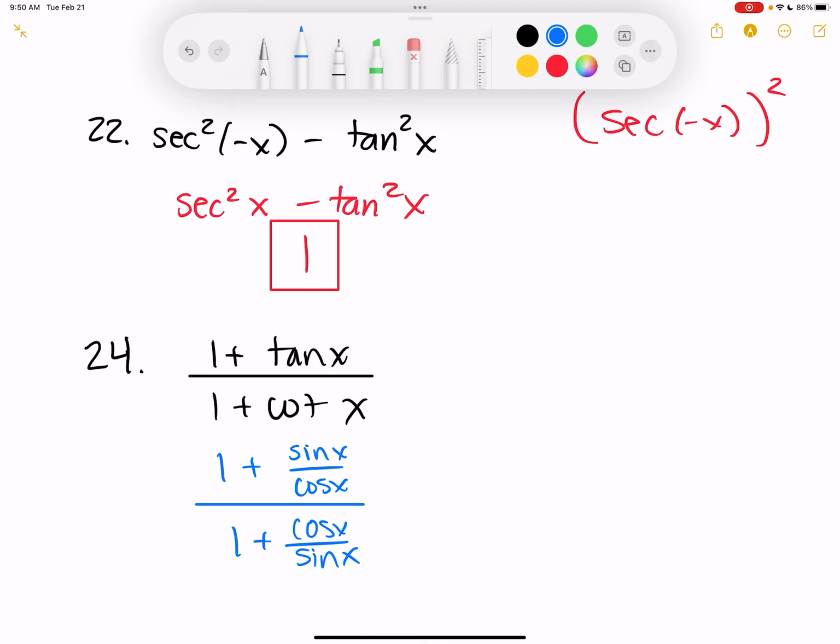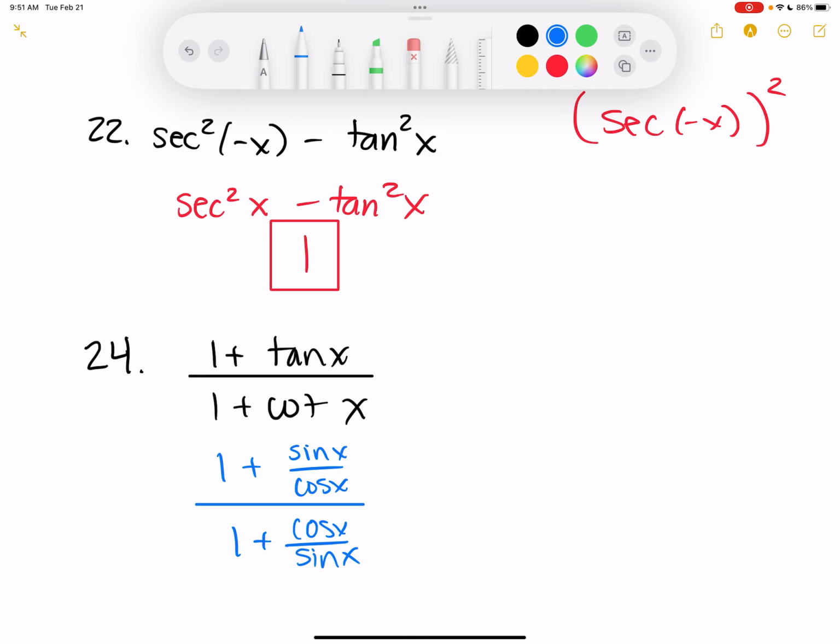They don't cancel. Do we multiply by the reciprocal? Can't do that yet. The 1 plus doesn't let me do that. So how do I add those things together?